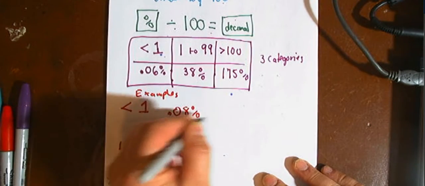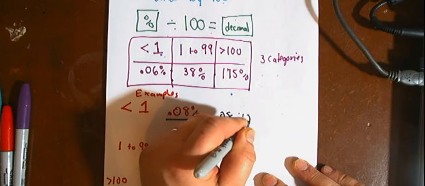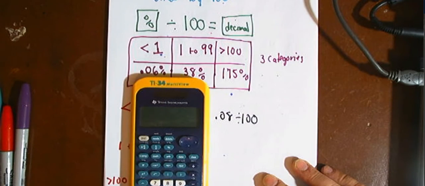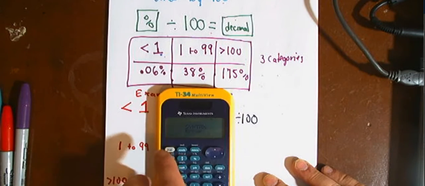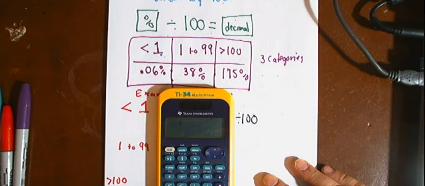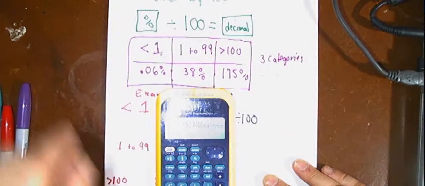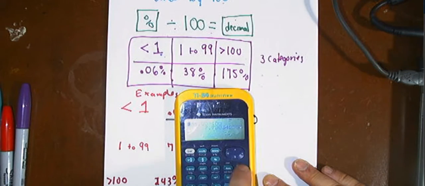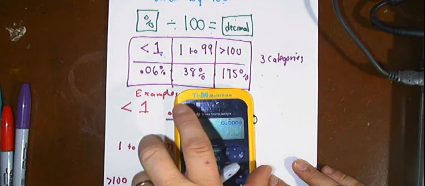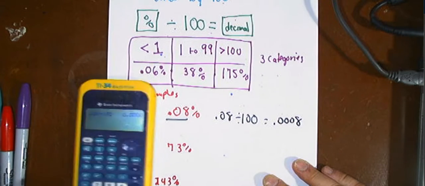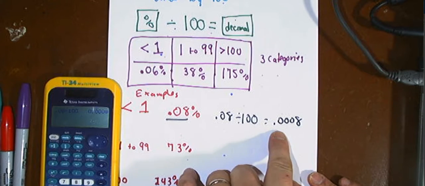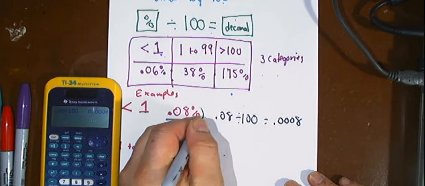So I take literally 0.08 and I divide it by 100 with my calculator. 0.08 divided by 100. And you can see it tells me syntax error. Wait, clear this all out. 0.08 divided by 100. 0.0008. Now it is a number. Okay, no longer has a decimal sign and a percent, but only a decimal. I've gotten rid of that.